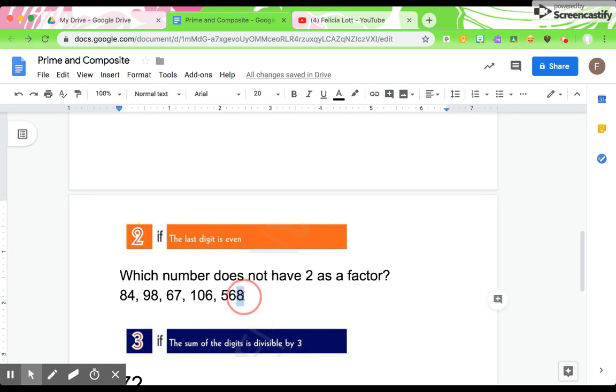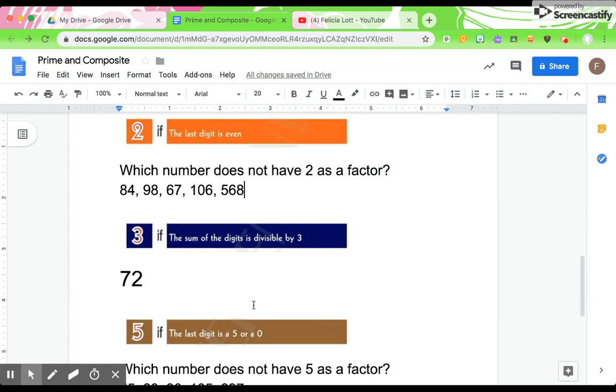And the same goes for 568. So what do we think 8 is? Is it an even or odd number? That's an even number for sure, making 568 an even number.